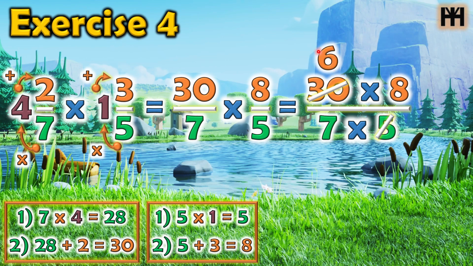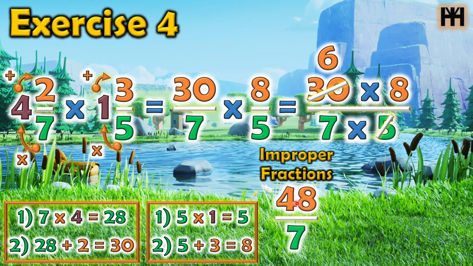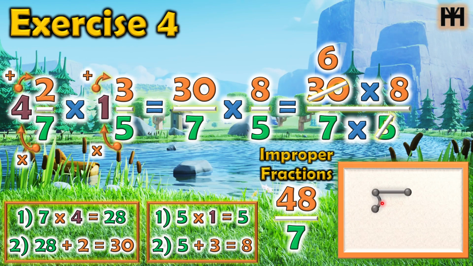So we can skip them together. So we have 6 times 8 over 7, so 6 times 8 will be 48 over 7, and this here is an improper fraction, so we have 48 and 7. Remember our steps: divide, multiply, subtract, and repeat.